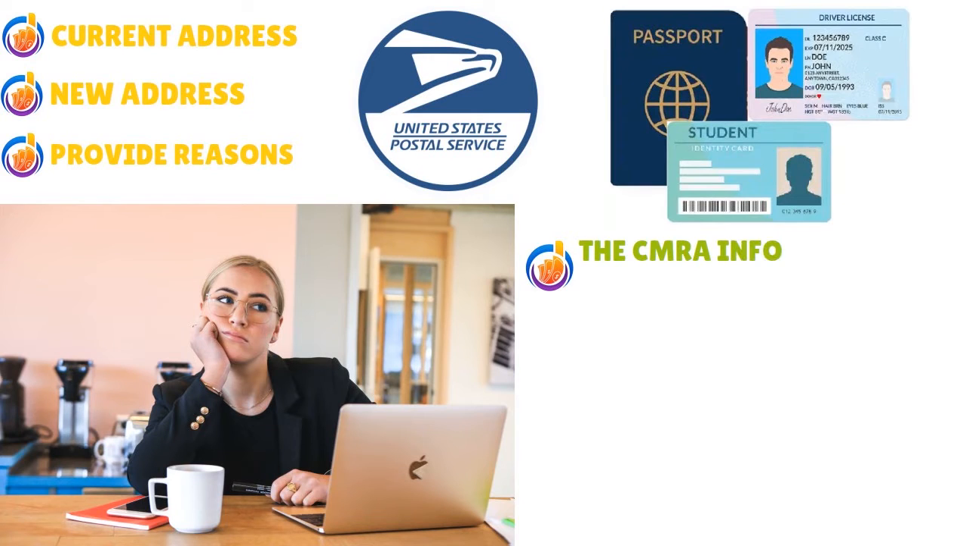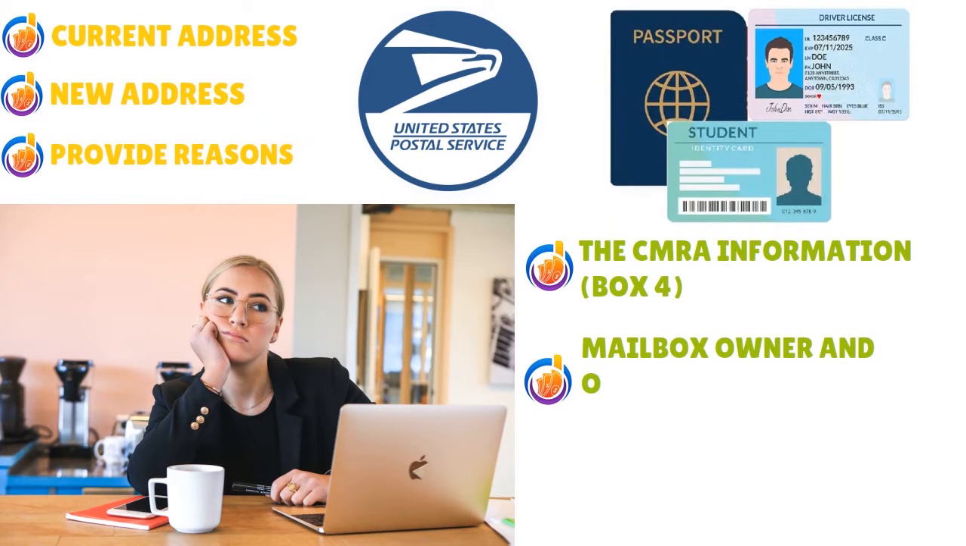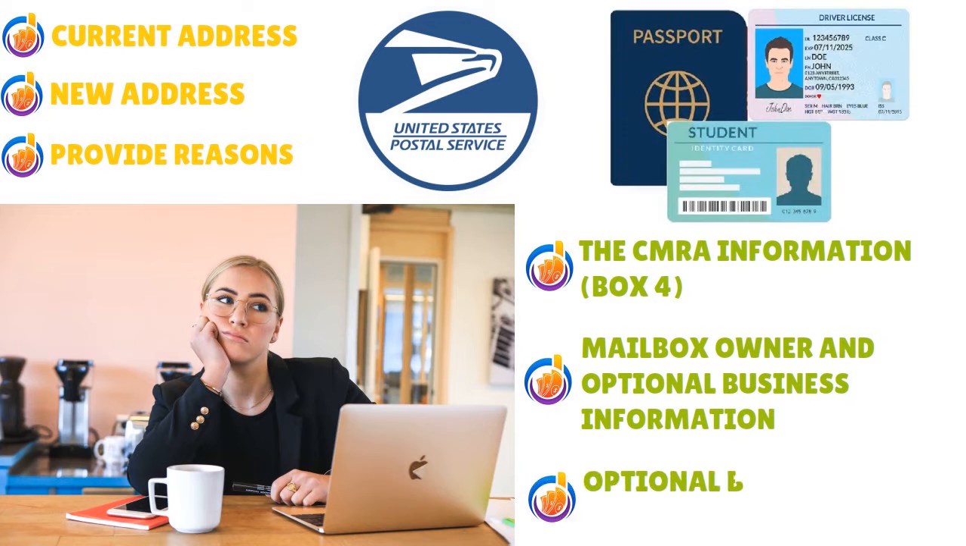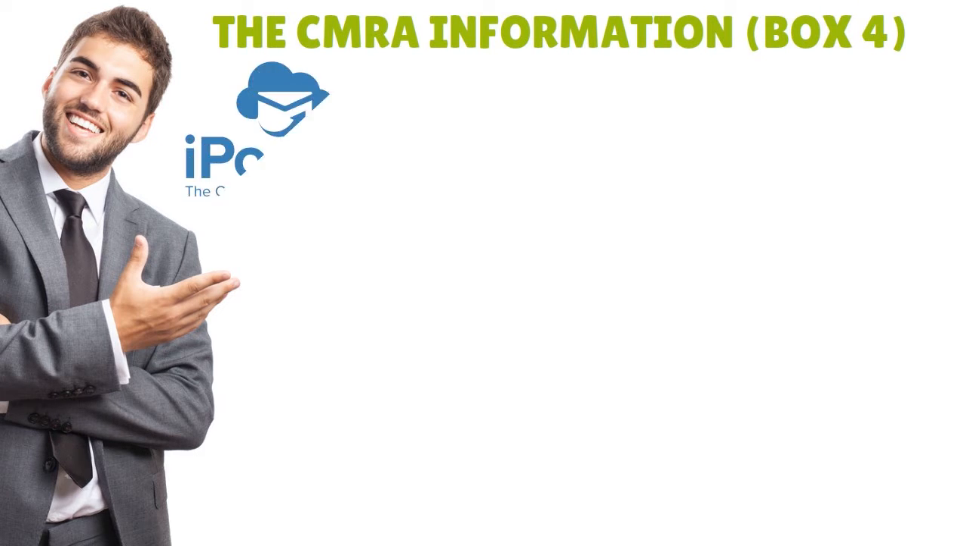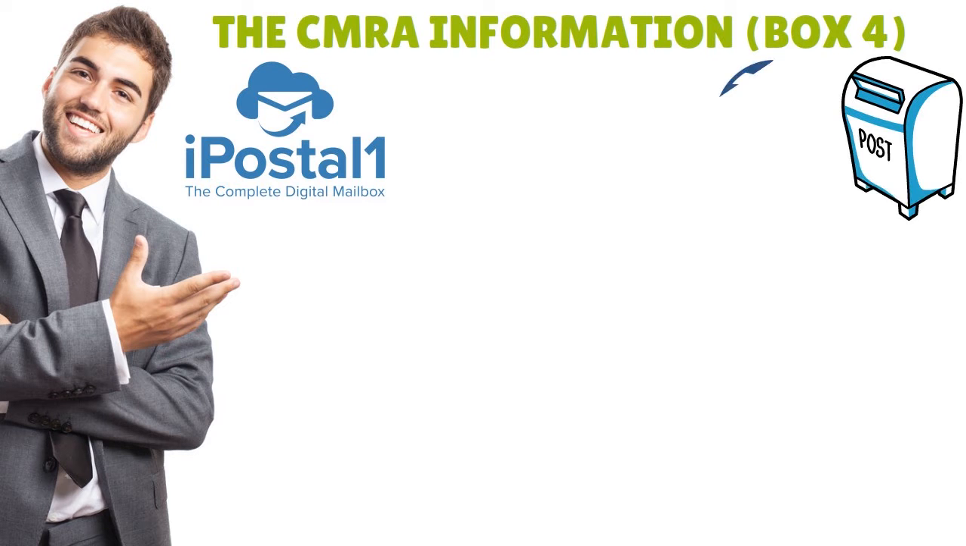So in general, the form is broken down into 3 sections: the CMRA information, the mailbox and owner information, and optionally, the business information. So let's first talk about the CMRA information. So that's box 4. This information is generally filled out by the CMRA. Again, CMRA, we're talking about iPostal 1, Virtual Mailbox, US Postal Mail, all those players that provide virtual mailbox services. Okay. So you don't have to actually concern yourself with the CMRA information. They'll do it for you.